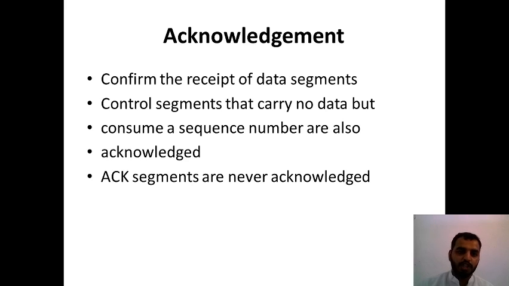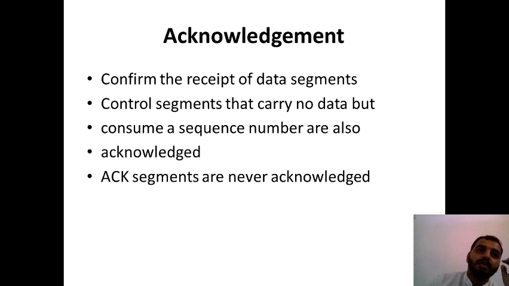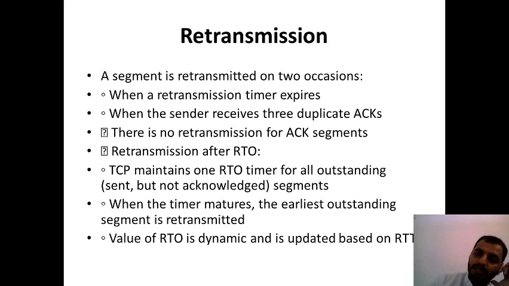The next one is acknowledgement, which confirms the receipt of data segments. Control segments that carry no data but consume a sequence number are also acknowledged. The last one is acknowledgement segments are never acknowledged. What do you mean by this? It means this is just to confirm, not to be transmitted. Okay. Now the last one is with reference to retransmission.